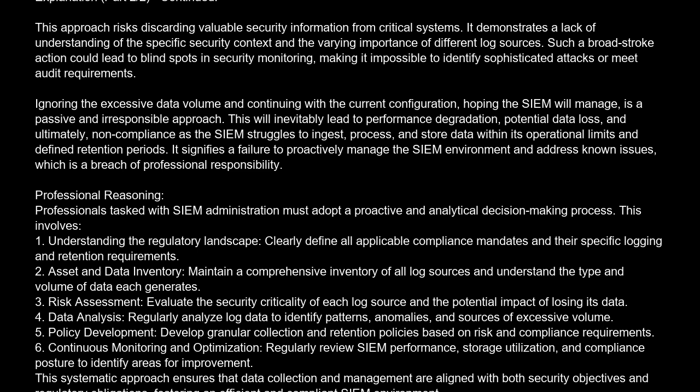4. Data analysis. Regularly analyze log data to identify patterns, anomalies, and sources of excessive volume. 5. Policy development. Develop granular collection and retention policies based on risk and compliance requirements. 6. Continuous monitoring and optimization. Regularly review SIEM performance, storage utilization, and compliance posture to identify areas for improvement. This systematic approach ensures that data collection and management are aligned with both security objectives and regulatory obligations, fostering an efficient and compliant SIEM environment.